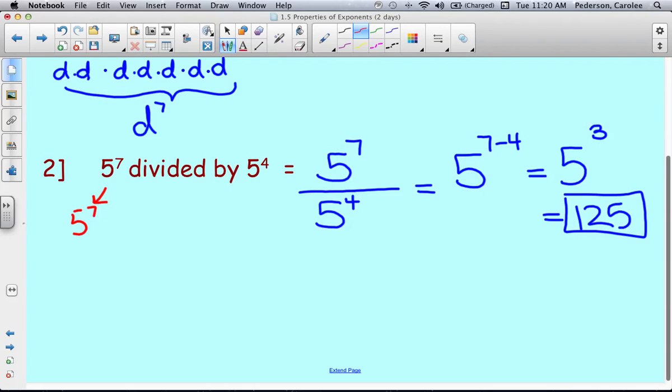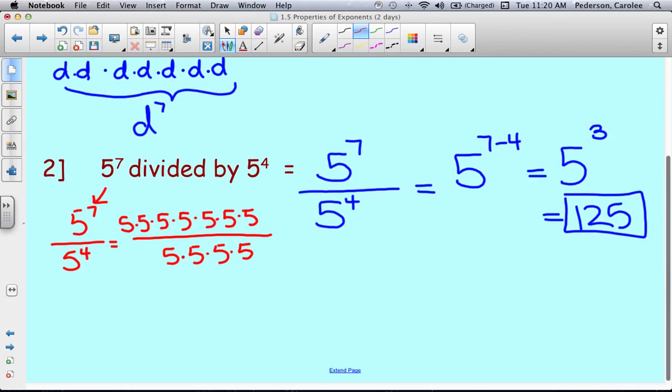5 to the 7th over 5 to the 4th. Earlier in this chapter, we focused on canceling fractions. So if I have 5 times 5 times 5, I have 7 of them. And then in the denominator, I have 4 of them. And if I want to cancel, I would cancel this 5 and this 5 together, this 5 and this 5 together, this 5 and this 5, and then that 5 and that 5. What do I have left? I have 5 times 5 times 5, or 5 to the 3rd, which is 125.